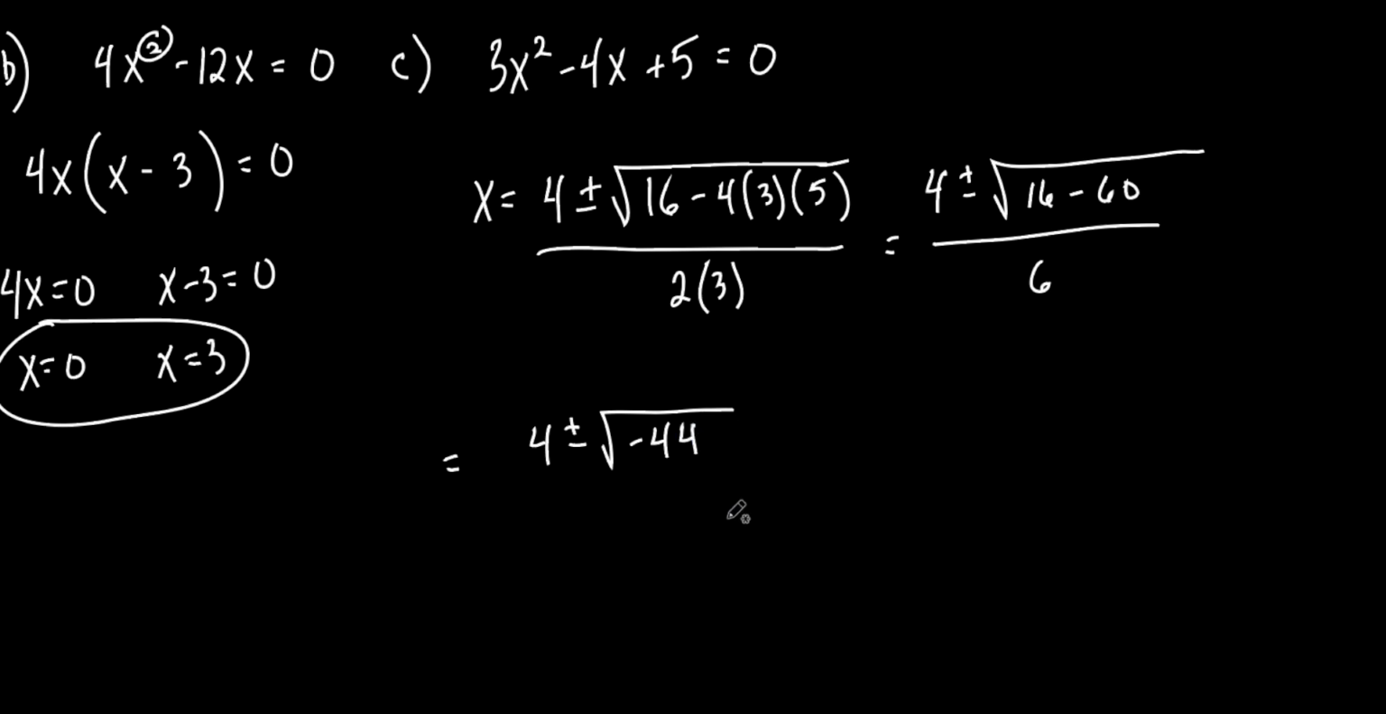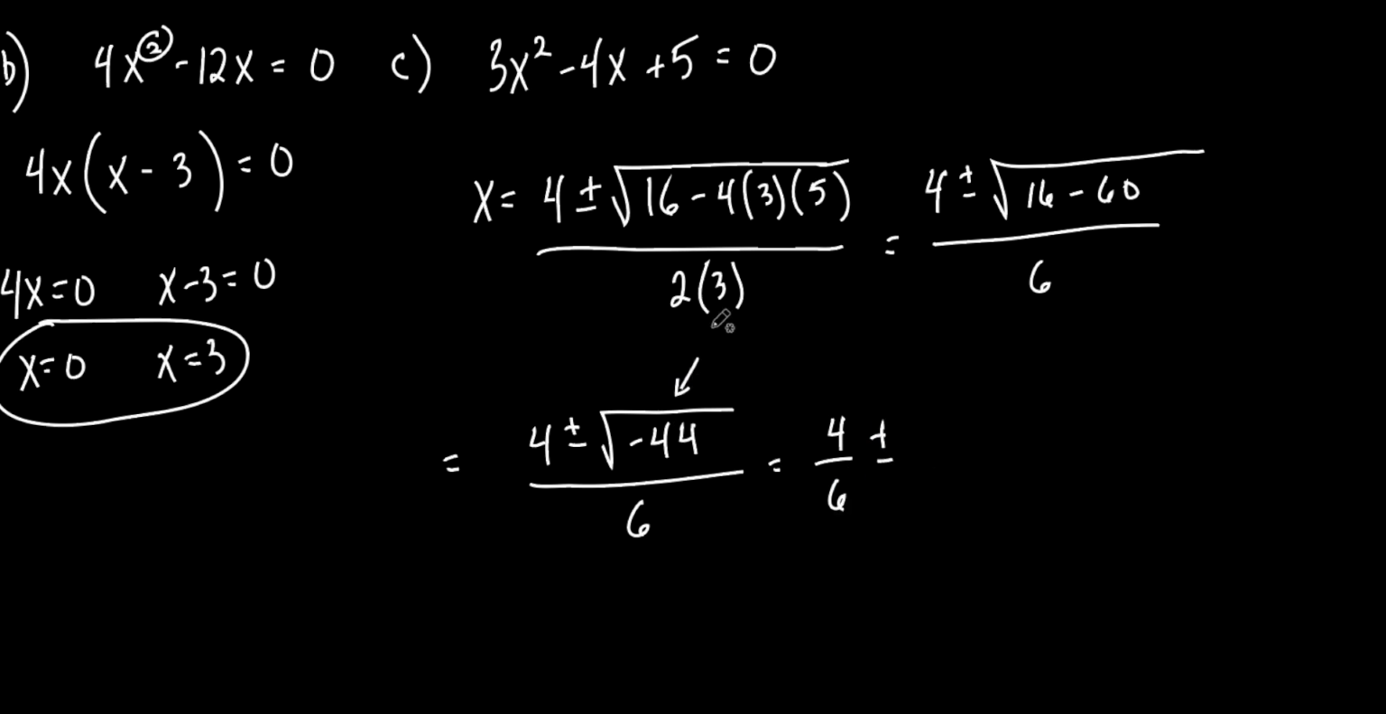Negative inside the square root. What does that tell you? You're going to have an i. That's right. Okay. Since you know you're going to have an i, let's split them up. That's kind of how they want it. They want it as a complex number, so let's do it like this. Let's go 4 over 6 plus or minus.